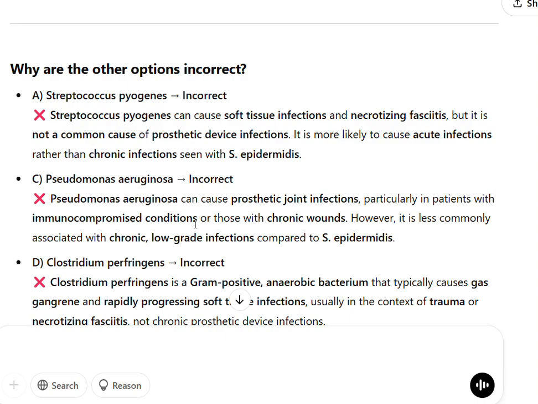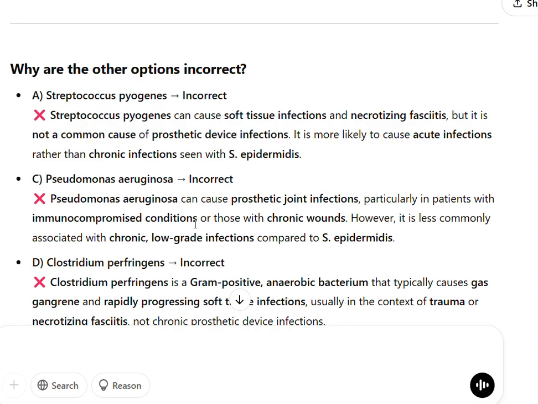D. Clostridium perfringens. Incorrect. Clostridium perfringens is a gram-positive anaerobic bacterium that typically causes gas gangrene and rapidly progressing soft tissue infections, usually in the context of trauma or necrotizing fasciitis, not chronic prosthetic device infections.